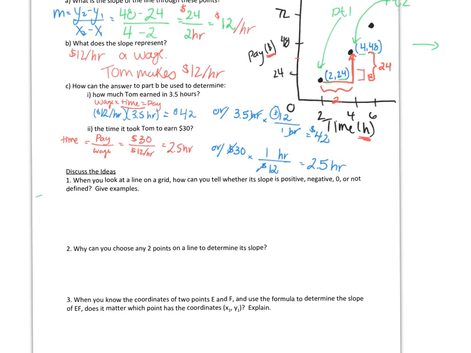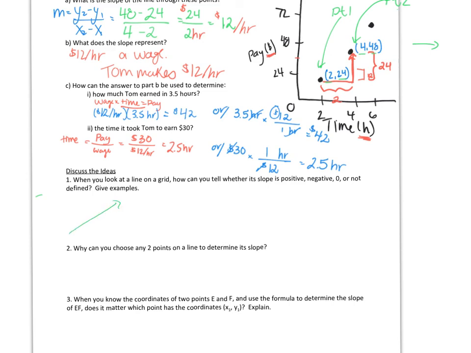So when you look at a line on a grid, how can you tell whether its slope is positive, negative, 0, or not defined? Again, if a line is moving up and to the right, it is positive. So up and right. If it is moving down and right, it is negative. If it is flat, so the rise is 0, the slope is 0. If the line is vertical, the slope is undefined.